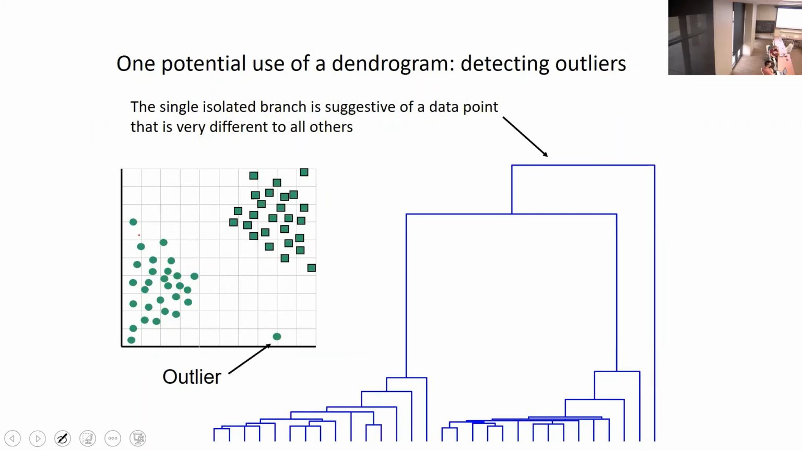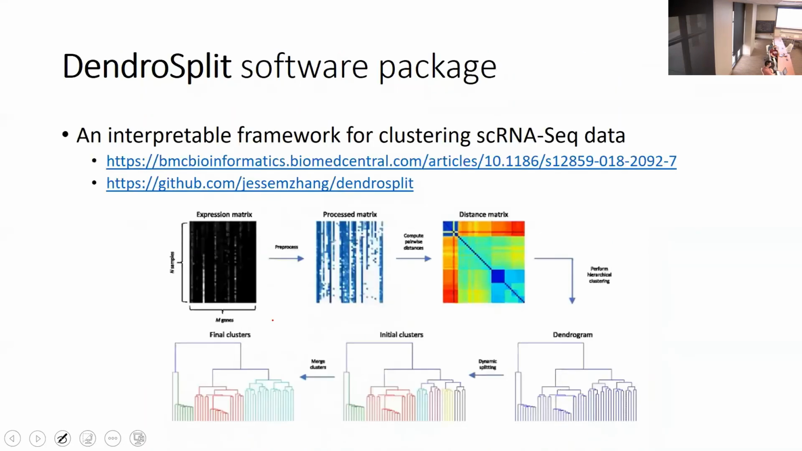Then they said this can be used to identify outliers. Okay, you have this outlier, which has no members in there, only itself, so you know it is an outlier. And we do have some software packages that implement those algorithms, for example, DendroSplit. I don't know when it was published. I never heard of other people using it later. It's just a method here.